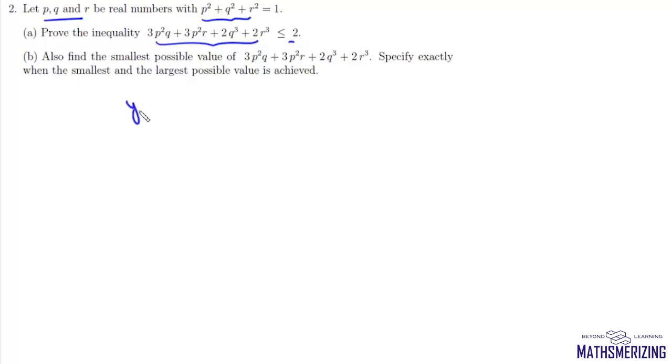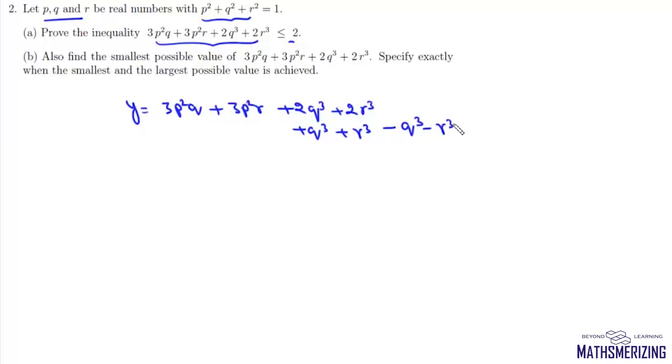So let this be y. So this is 3p square q plus 3p square r plus 2q cube plus 2r cube. Now what we'll do is we'll add q cube and r cube and we'll subtract q cube and r cube. So here we'll take them together.